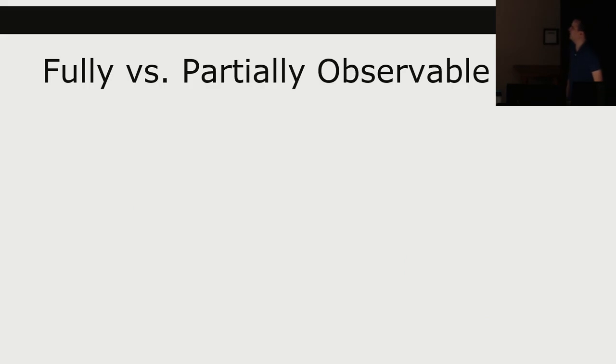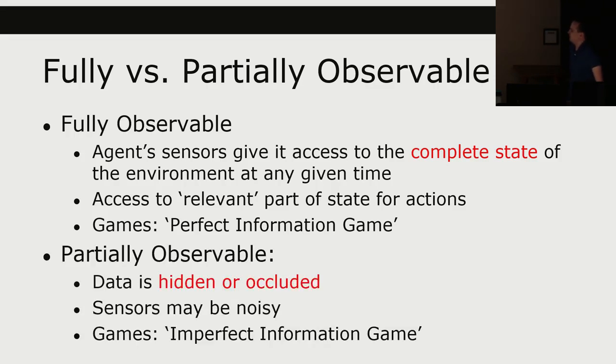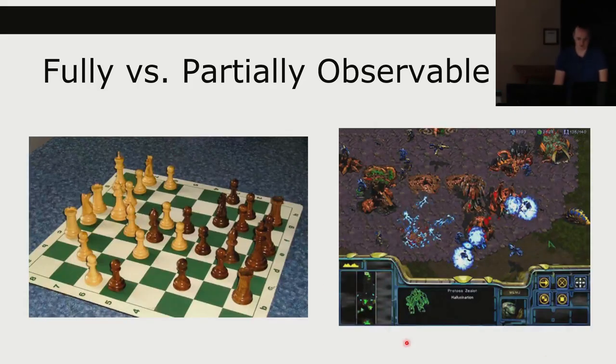The first property is fully versus partially observable. We've already talked about this one. In a fully observable environment, the agent's sensors give it access to the complete state of the environment at any given time, and access to the relevant part of the state for actions. In games, these are called perfect information games. You have all of the information. In partially observable games, data is hidden or occluded, or your sensors might be noisy or have some randomness. They are called imperfect information games. So, chess, perfect information game. Video game, like you said, RPG, or real-time strategy game. Card game, imperfect information. You can't see everything.